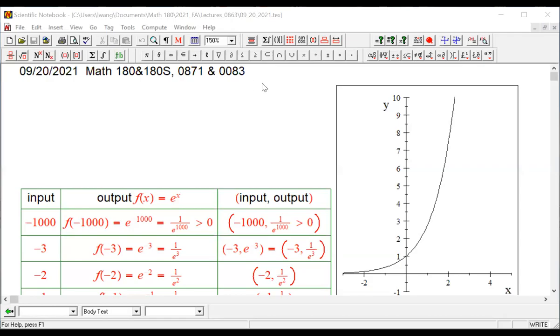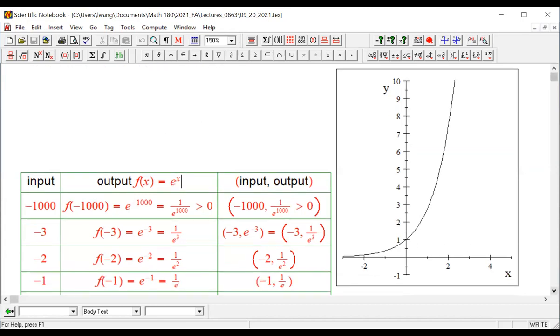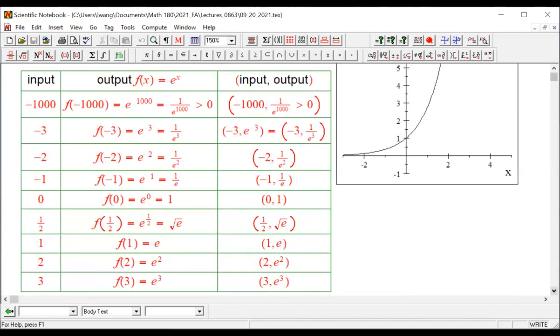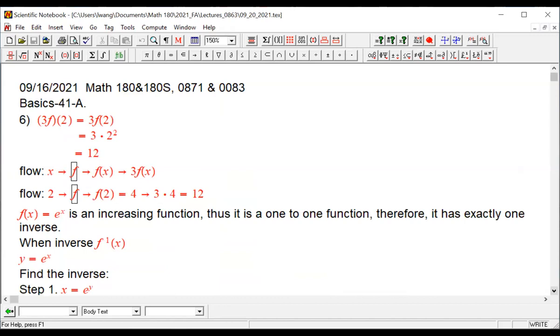Well, last week we talked about the graph of e to the power x, and we have graphed it. No, we actually graphed it a long time ago. We graphed e to the power x some time ago, the week before last.